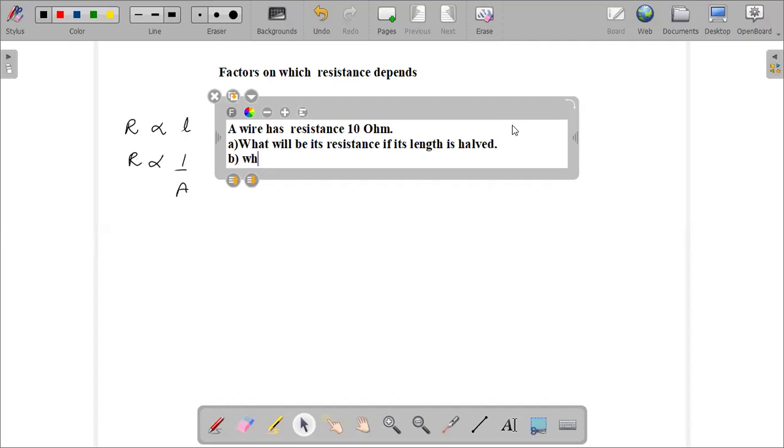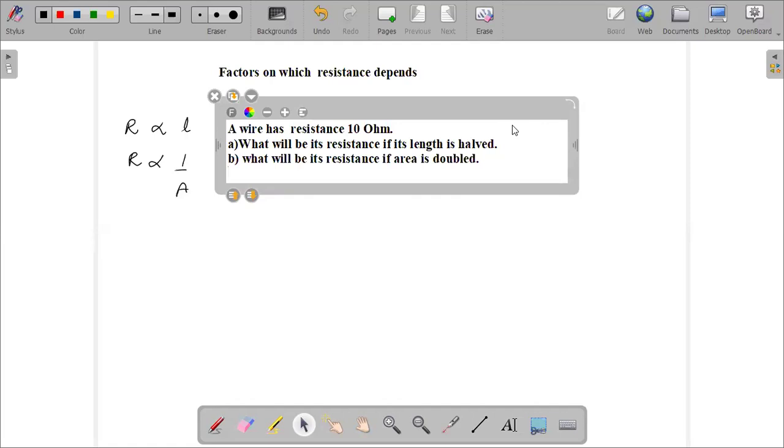Okay. Then the next is what will be its resistance if area is doubled? 5 ohms. Still it would be 5 ohm. The area is doubled, still the resistance would be 5 ohm, since the resistance is inversely proportional to area.